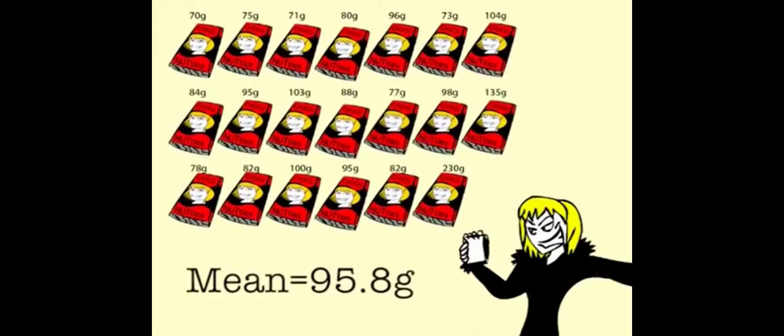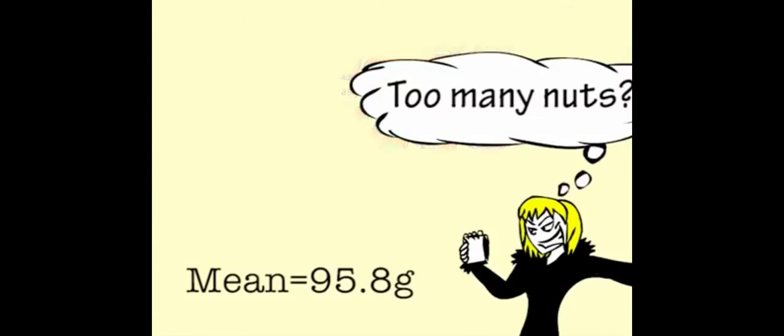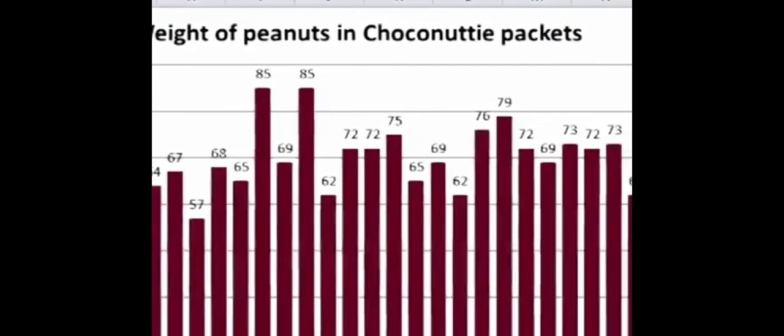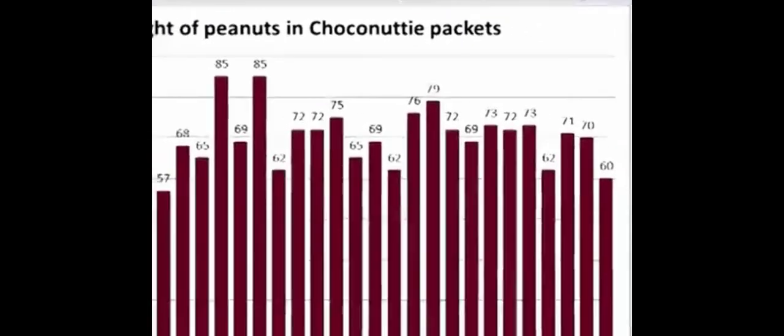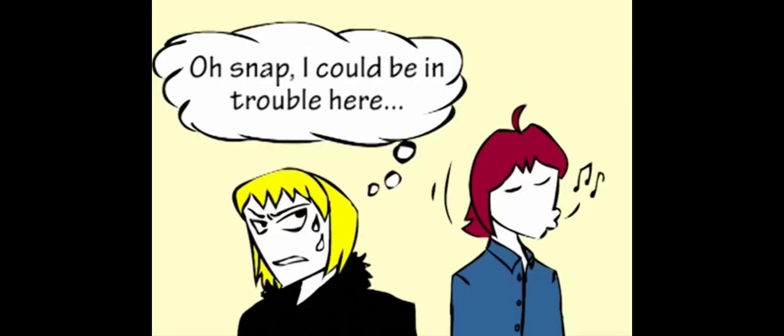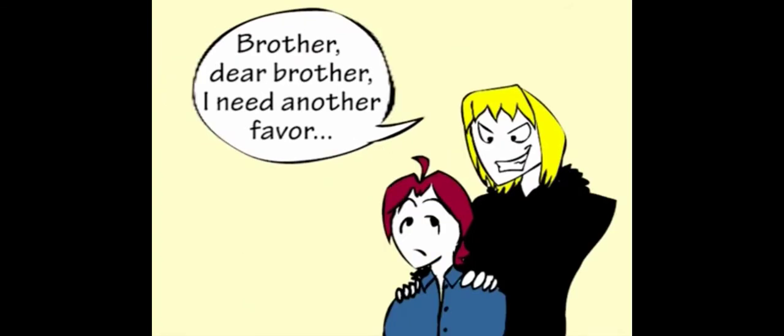However, in this case, the 20 packets contain the following weights of peanuts, and the mean is 0.7 grams. This caused Helen to ask herself, does this provide enough evidence that the bars are short of peanuts, or could this result just be from luck? She asked her brother to use Excel to find the p-value for this data, comparing with a mean of 70 grams. The p-value is 0.18.